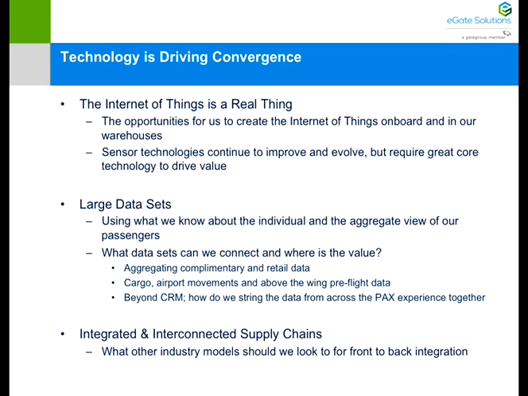The next one is really around data sets. People talk a lot about big data, and I think we look at this as, with large data sets, how do we really use what we know? And that's really about the individual as well as the aggregate. So we look at things like pre-order, pre-select. That's a great and fundamental way to understand choice and understand patterns in people's behavior. And we can certainly use that at the individual level.